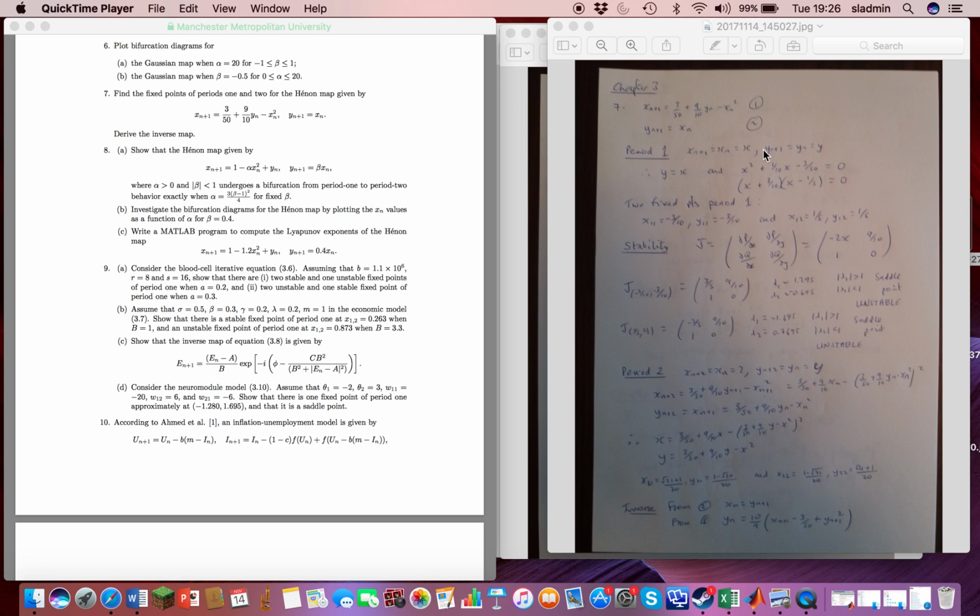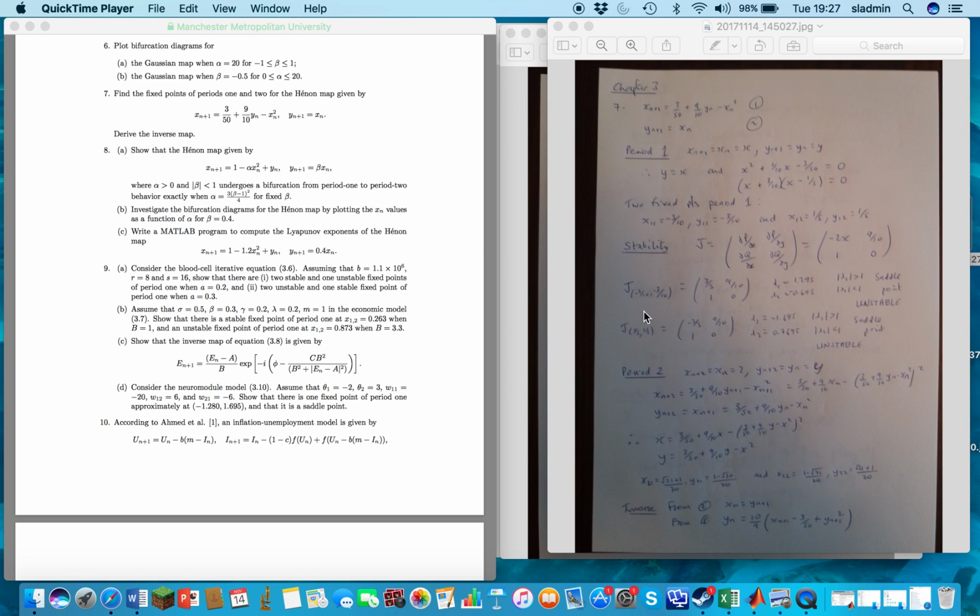So for period 1, we want to solve the equations x_{n+1} = x_n = x, y_{n+1} = y_n = y. And from equation 2, straight away you can see that y is equal to x. We can substitute y equals x into equation 1, and we get this quadratic equation, which can be factorised here. So that gives us two fixed points of period 1. To determine the stability of these fixed points, we use the Jacobian matrix, dp/dx, dp/dy, dq/dx, dq/dy, which are given by this matrix.